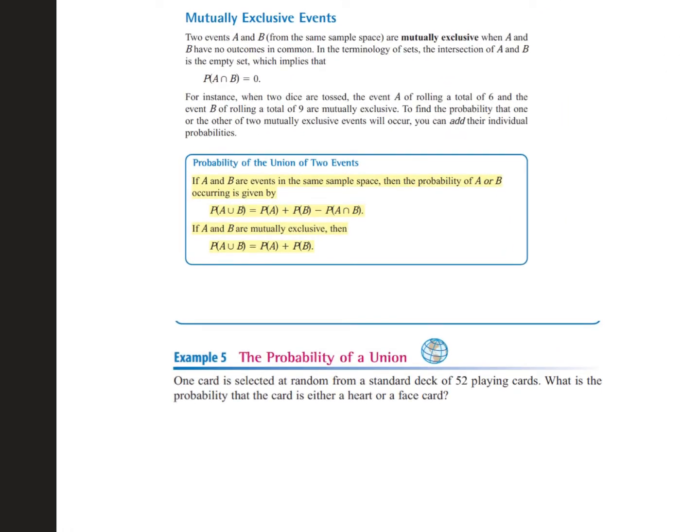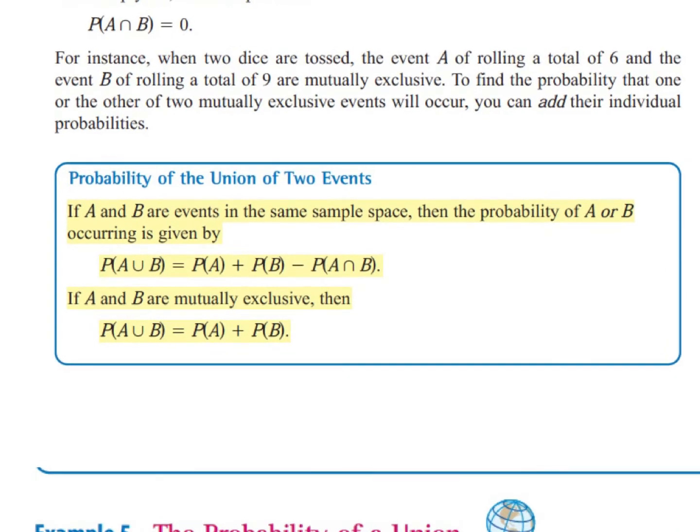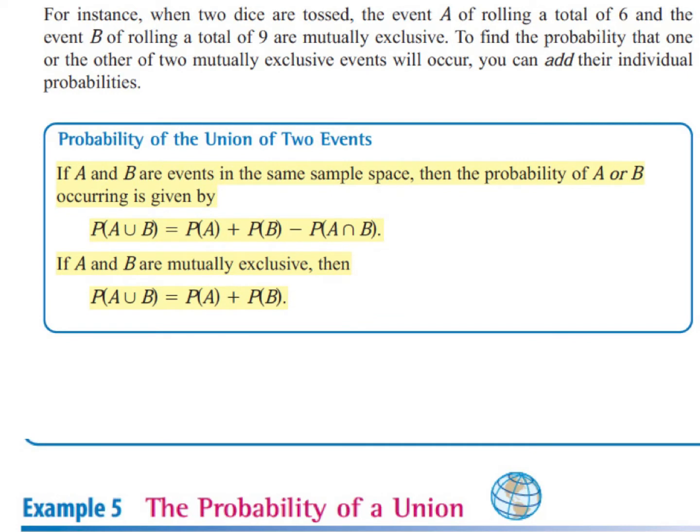All right, next, we have mutually exclusive events. So if A and B are events in the same sample space, then the probability of A or B occurring is given by this. The first formula is if the events are overlapping. And then the second formula is if they are mutually exclusive, meaning that they have nothing to do with each other. Will they tell you? No, they will not tell you.